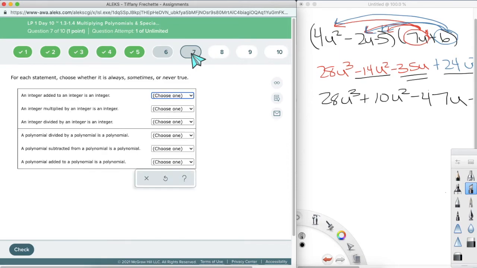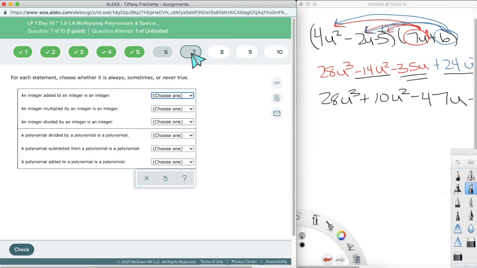All right. So now we get some drop downs on this one. We have to do sometimes, always, never. These can be a little tricky sometimes because you really have to pay attention to what the statement is saying. So for each statement, choose one of the three options. So an integer added to an integer is an integer.